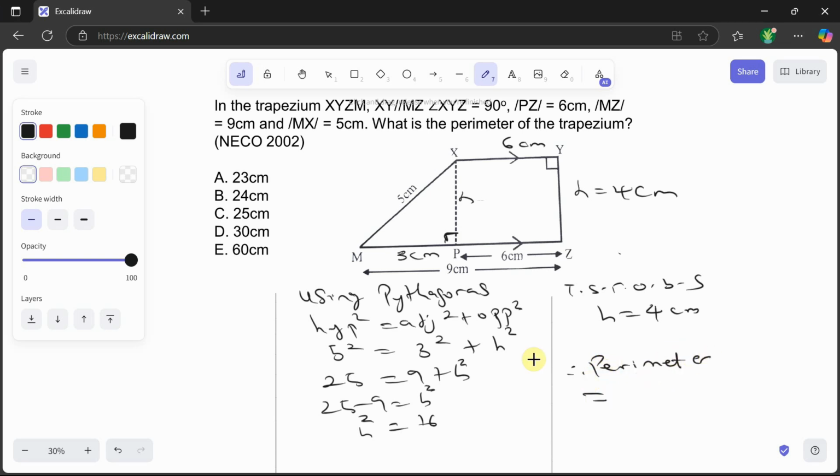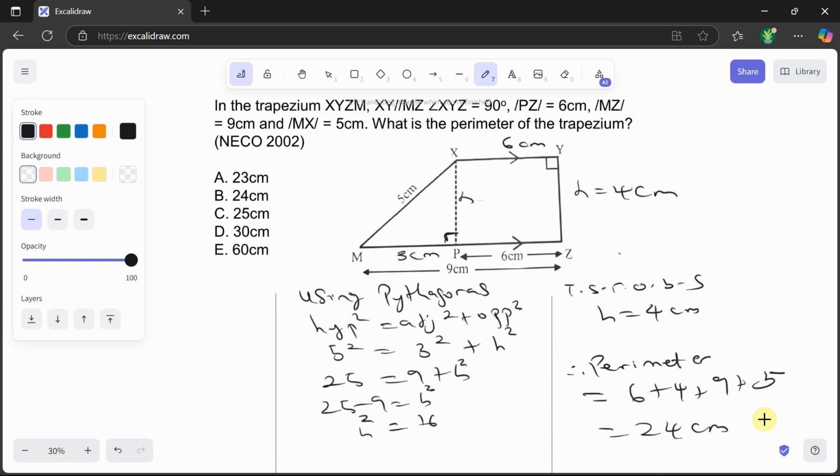So we could say therefore the perimeter is equal to, let me start from here, 6 plus 4 plus the total length, which is 9, then plus this length, which is 5. So 6 plus 4 plus 9 plus 5 will give you 24 centimeters. So our perimeter is 24 centimeters.